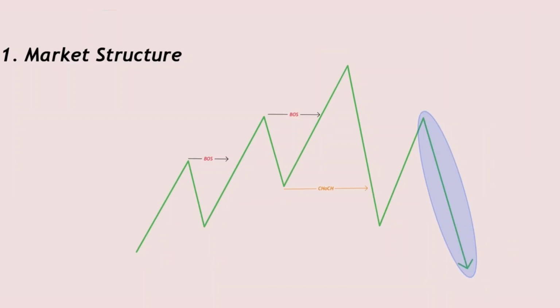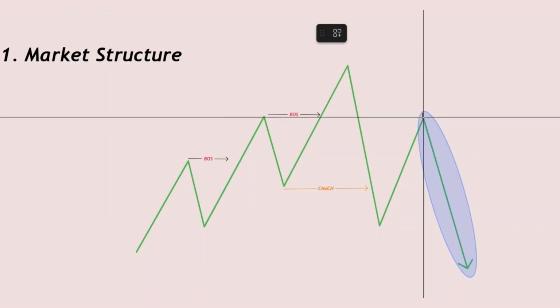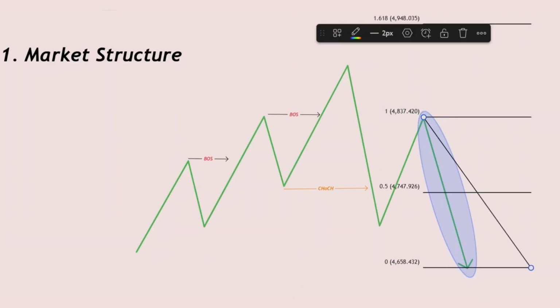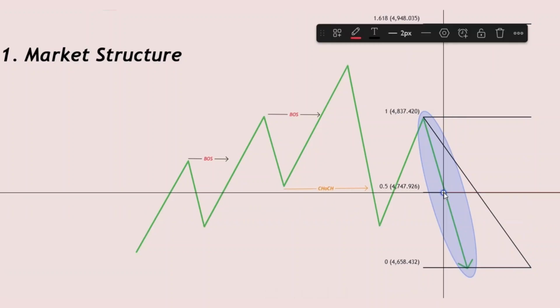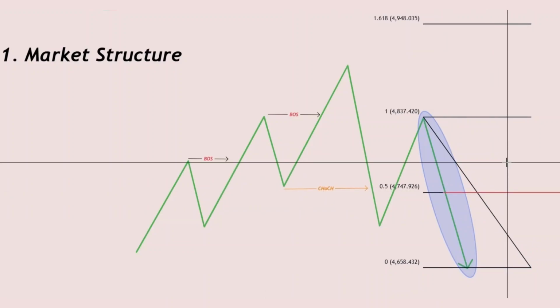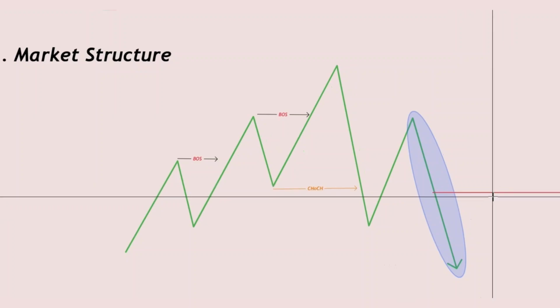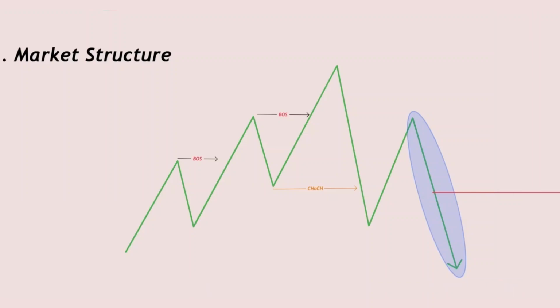Now, the next part is marking the 50% level zone from Fibonacci retracement. So, this is the 50% zone. This is the basic of market structure: identifying the trend, break of structure or change of character, then marking the 50% level using Fibonacci retracement. This is the first step.